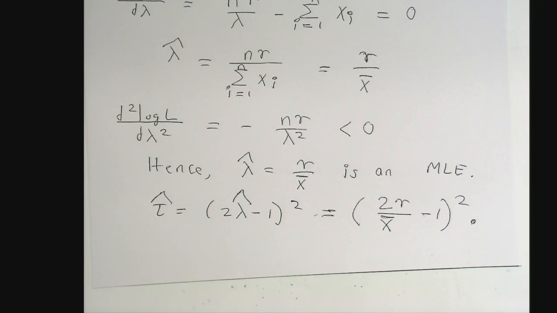You can use the moment generating function approach. Try to find the MGF of this and show that it doesn't go to the MGF of the normal distribution. Yeah, that's one way to do it.